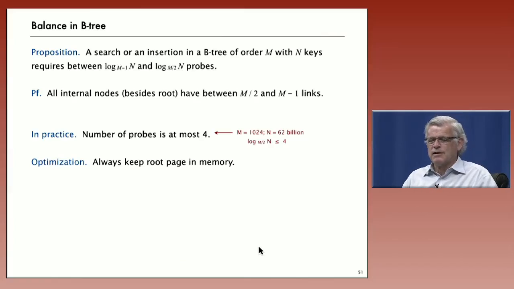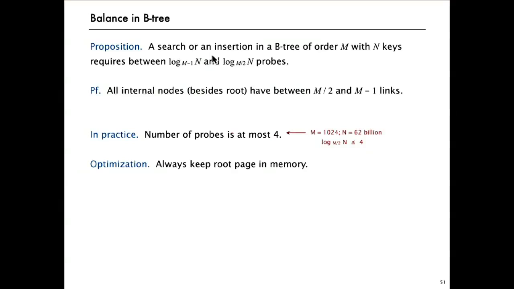And so the end result is that a search or an insertion in a B tree of order m, that's where we're putting m keys per page, requires between log base m minus 1 of n and log base m over 2 of n probes. And that's going to be a really small number. So say m is 1,000, log base m over 2 is this log base 500. So what power do you have to raise 500 to get bigger than n? In practice, that's going to be like 4 or 5.